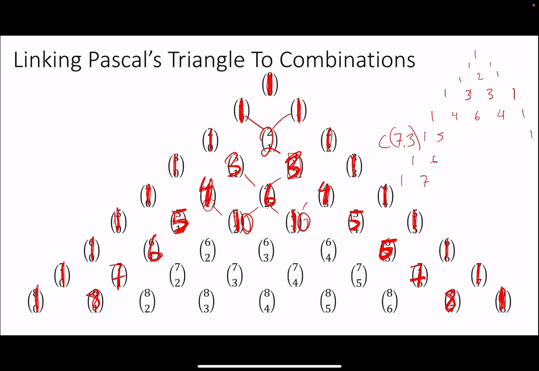Oops, it doesn't even matter, right? I can just fill it up from this end. 10, 10. 5 plus 10 is 15. 6 plus 15 is 21. And 10 plus 10 is 20. 15 plus 20 is 35. So this is 7 choose 0.